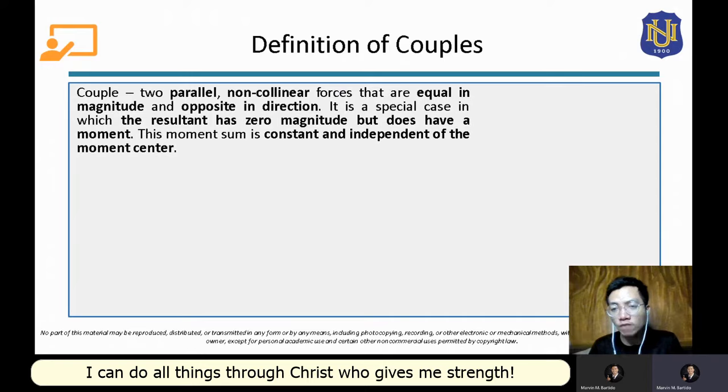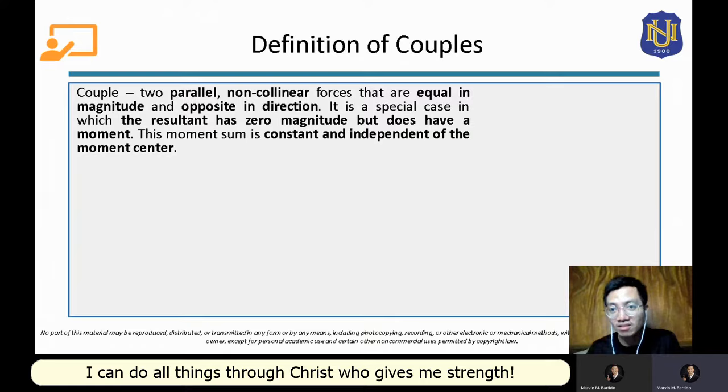Let's say we are going to solve for its resultant. We take the summation of those vertical forces. Take note, they are opposite in direction and equal in magnitude. So if we take the summation of these vertical forces, it will give you zero. The resultant will be zero. But since they are parallel, non-collinear, equal in magnitude and opposite in direction, this force system will produce a moment.